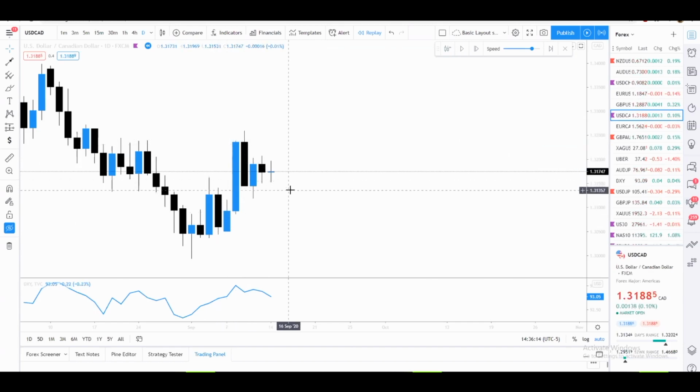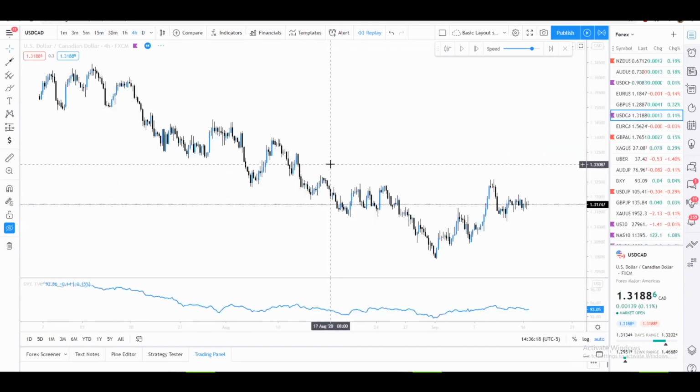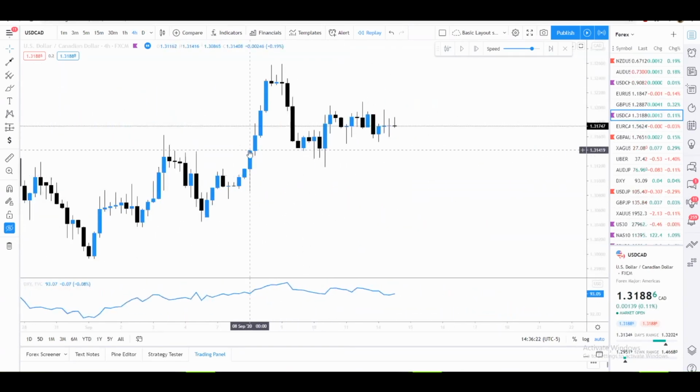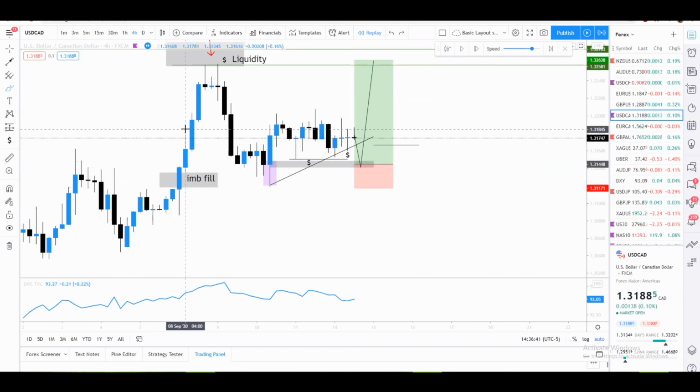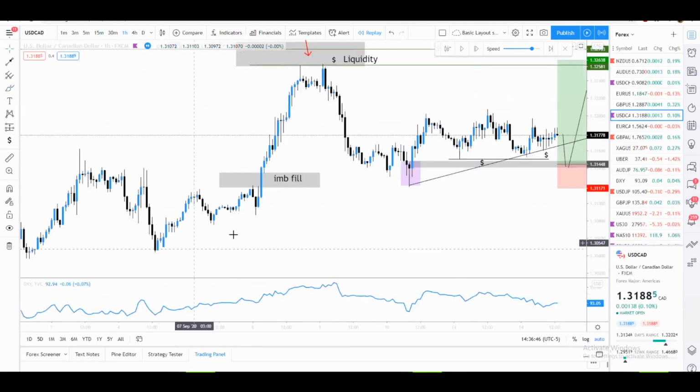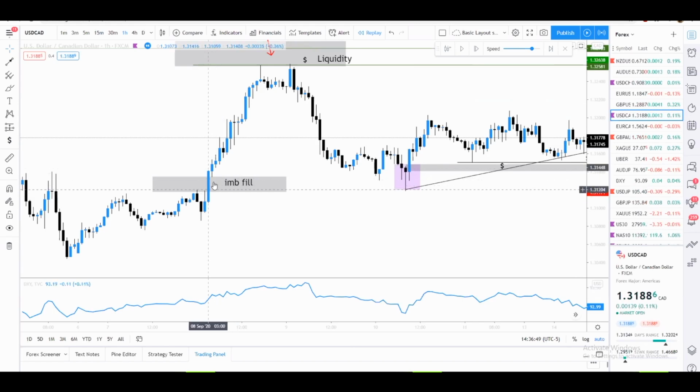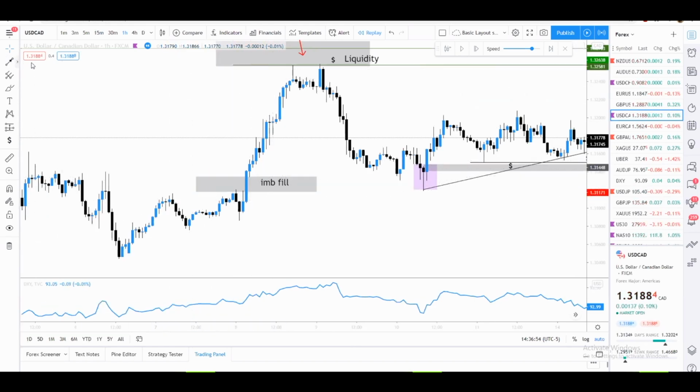Okay, so now we start looking for plays. On the 4 hour, where is it? This is that daily move. This is that downward daily move. So that's that daily candle right here, and then price went higher. When price did go higher, this is that imbalance.